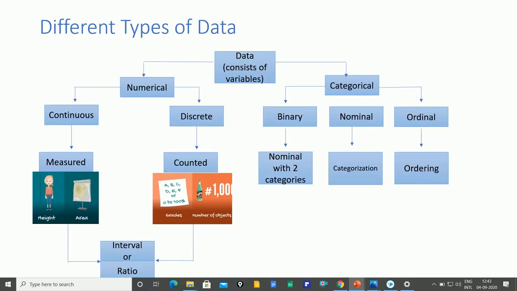Now I will talk about numerical and categorical type data. So data consists of variables, and this data can be divided broadly under two heads: numerical type data and categorical type data. Now, all the four types of data that we have discussed so far fall under these two heads, numerical and categorical. Now, numerical type data can be further divided into continuous type and discrete type.